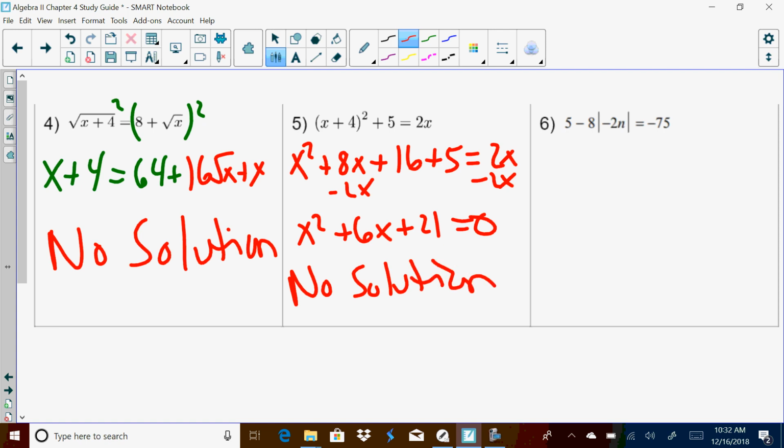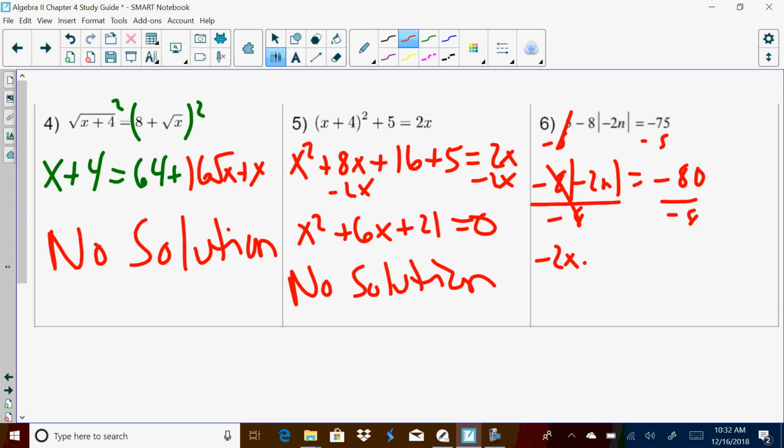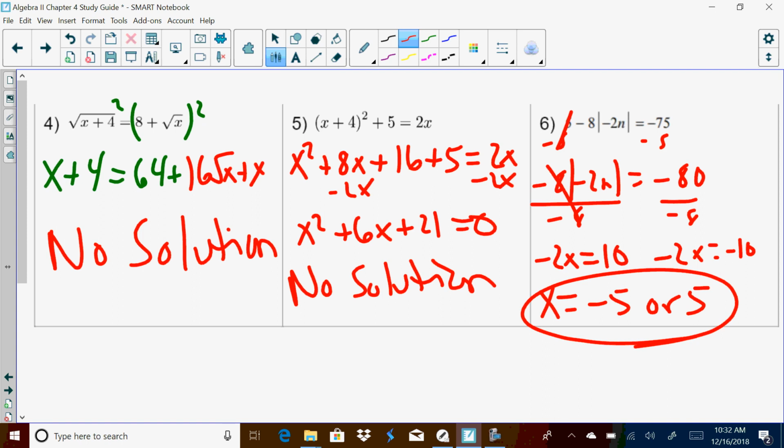And then for 5, I started by subtracting 5 from both sides. I got negative 8 times the absolute value of negative 2x equals negative 80. I got negative 2x equals 10, or negative 2x equals negative 10. So I know that my answers are x equals negative 5 or 5. When I plug them both back in, they both work.